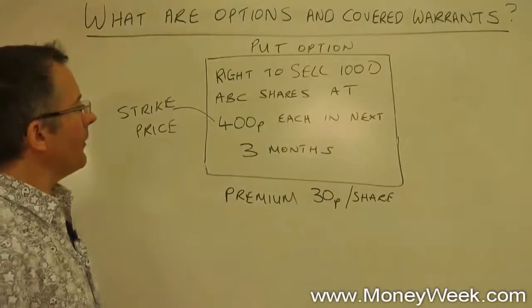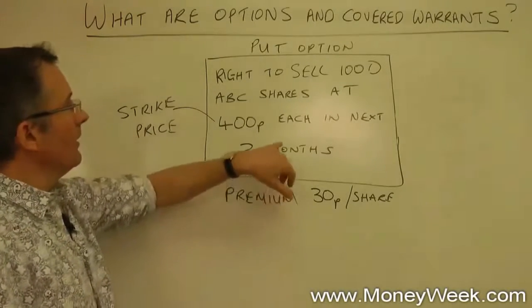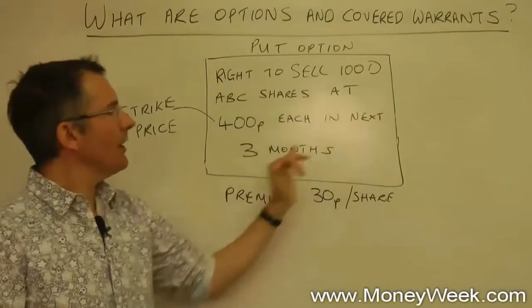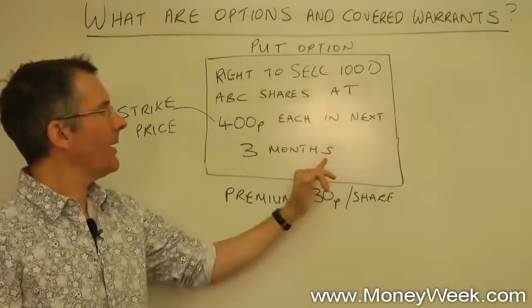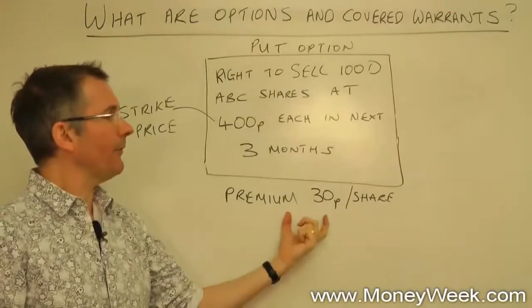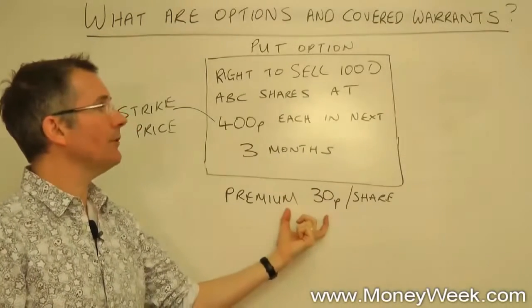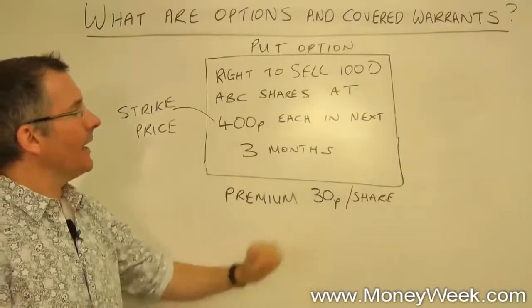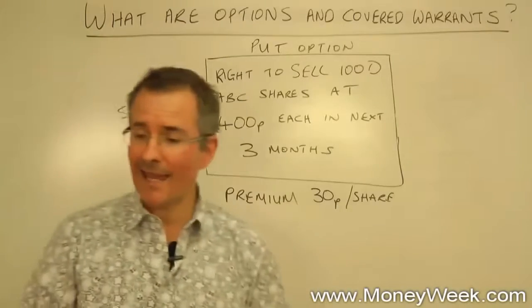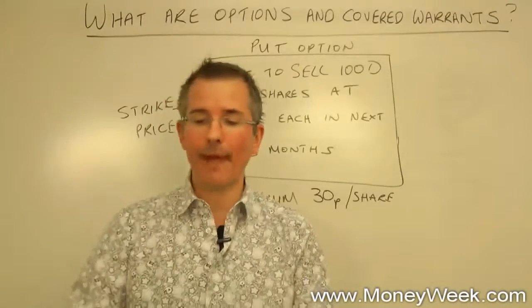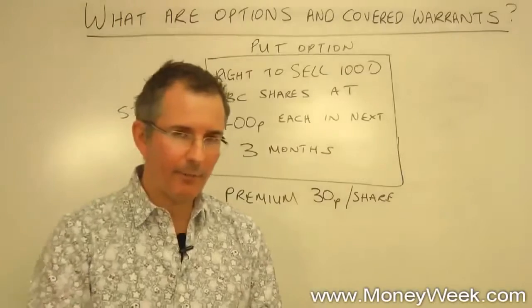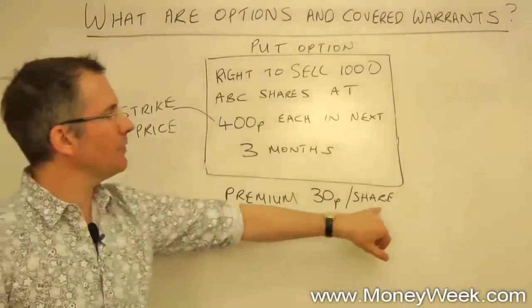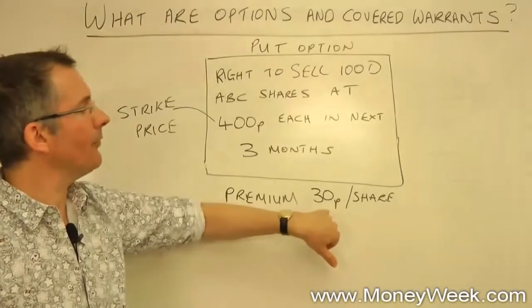Now, basically, what's changed here? This is the right to sell 1,000 shares at £4 each sometime in the next 3 months. I'm charging a premium for this piece of paper in the same way as I did just now. And now what I'm doing is reversing my perspective and that of the person who buys the option. Because I've written out this piece of paper and someone's walked in the room and bought it off me, and they've paid me 30p per share, or £300 in total.